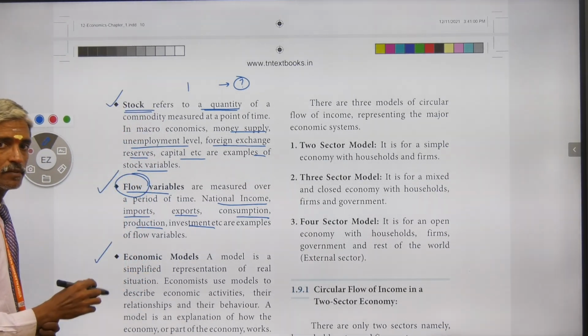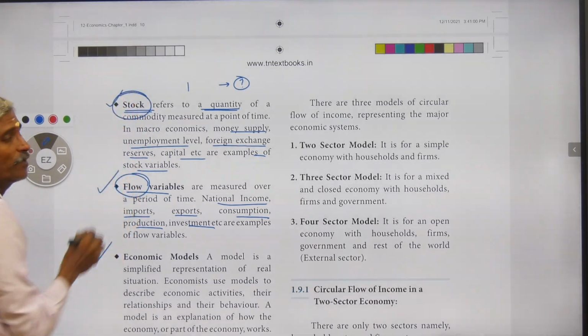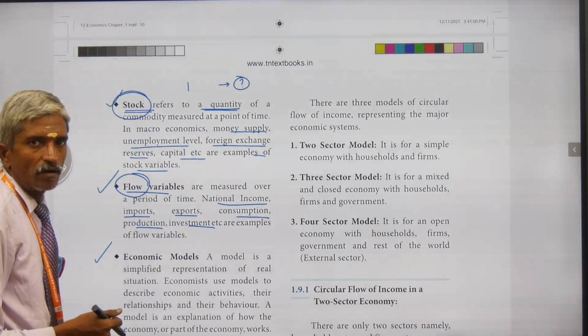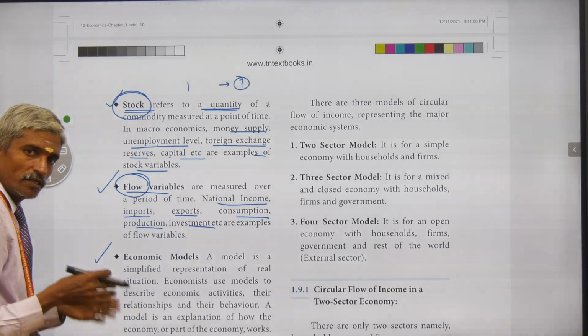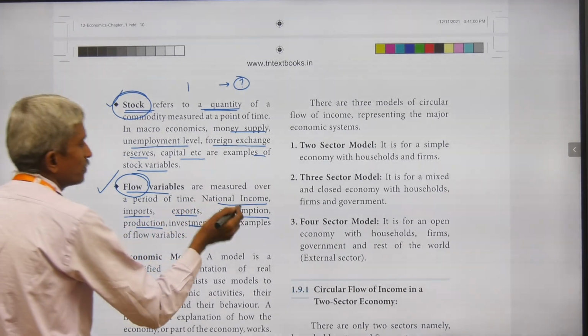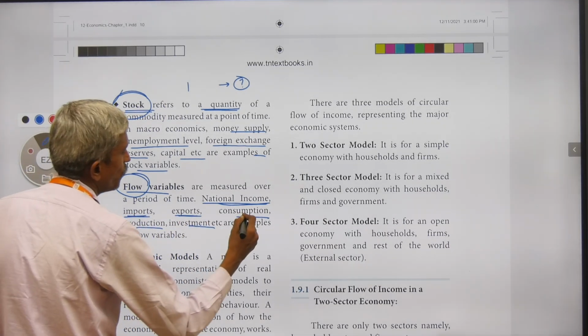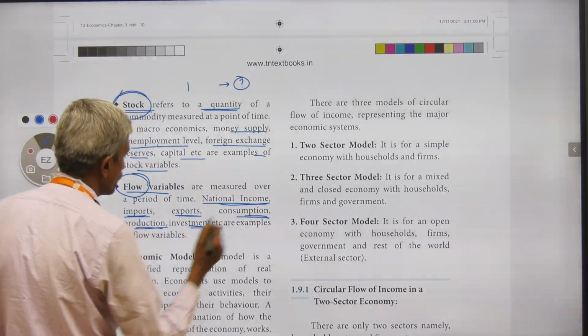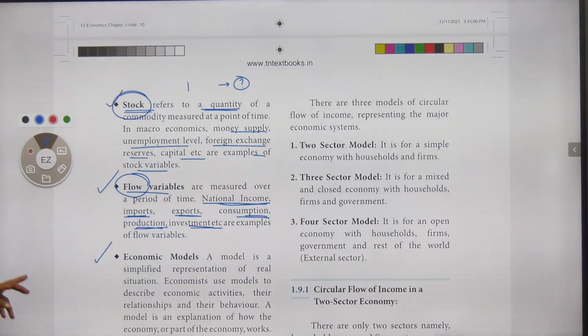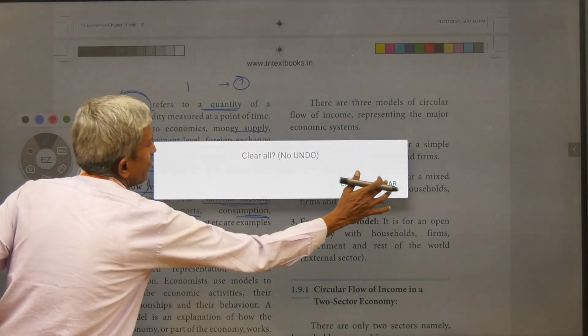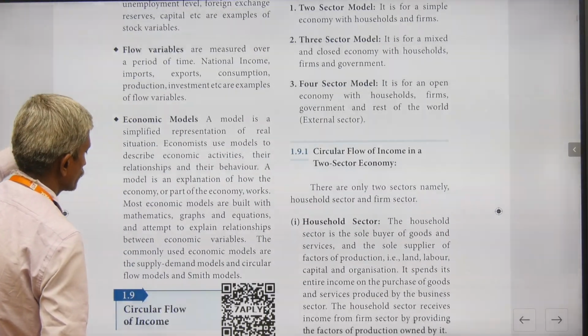Stock, quantity, for example, will be applicable in the shop or in the market. Flow refers to individuals also. The flow variables include national income, import, export, consumption, production, investment, etc. are examples of flow variables.